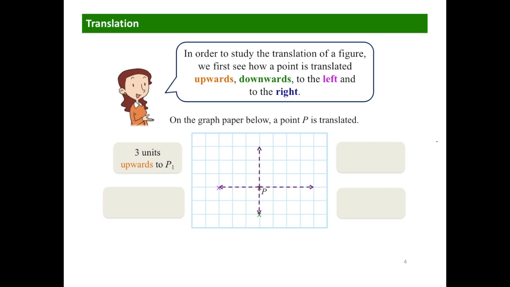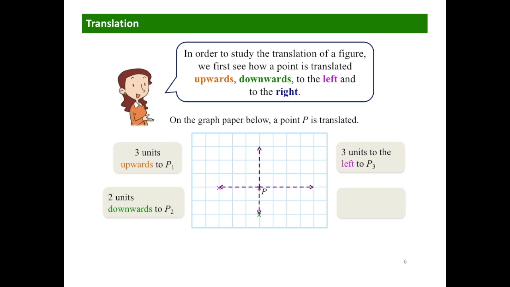The first translation is 3 units upwards to P1. We start from P, and count 3 units upwards and mark the new point P1. The second translation is 2 units downwards to P2. We start from P, and count 2 units downwards and mark the new point P2.